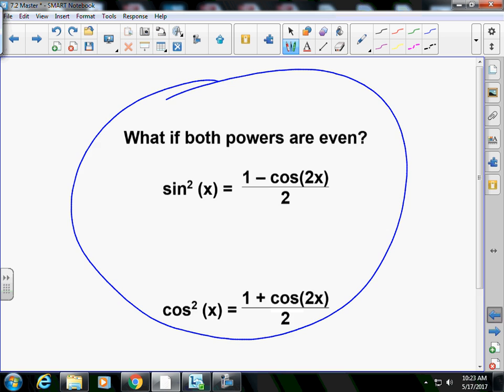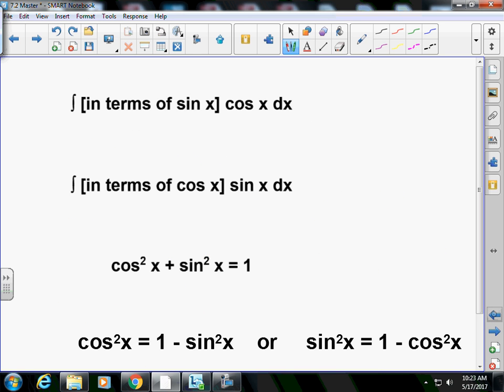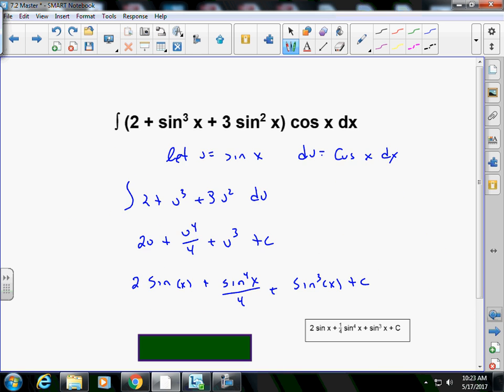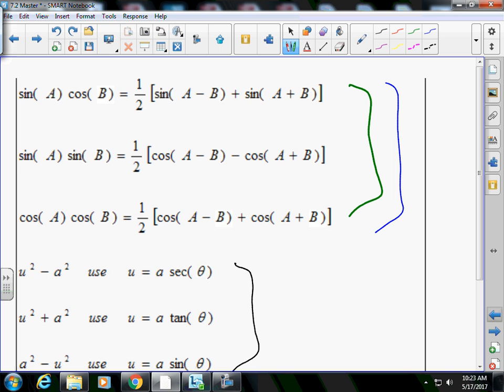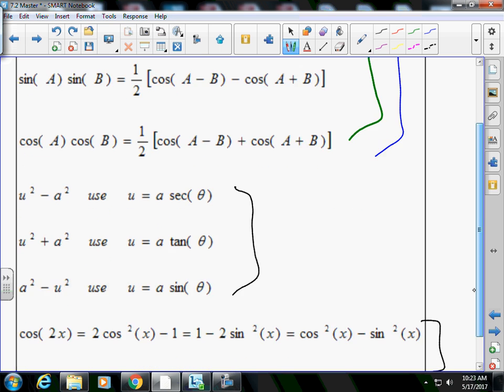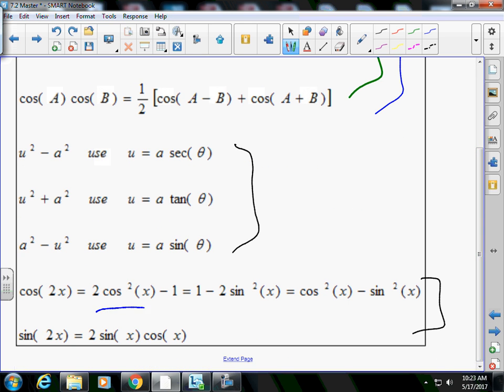So if we go back to the formula sheet, here it is. See, there's the one, and there's the other. So I will be providing that for you.